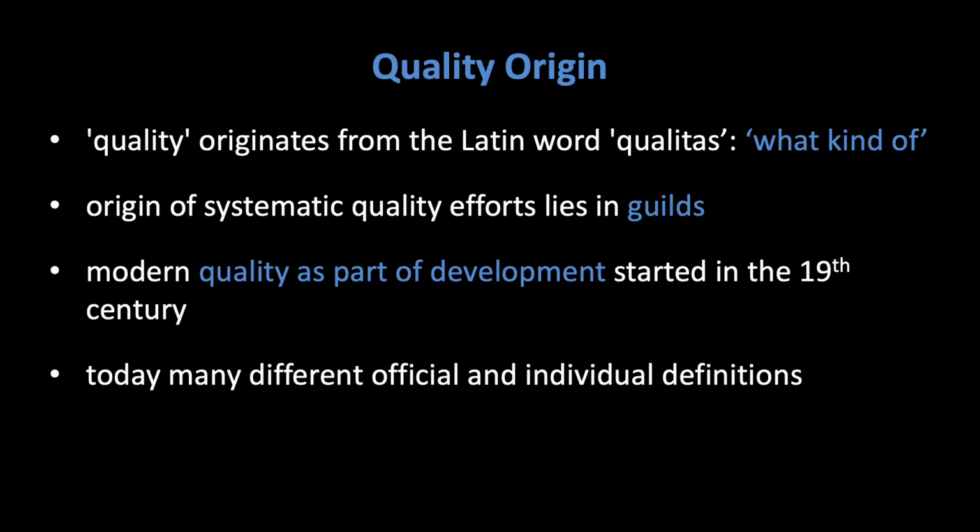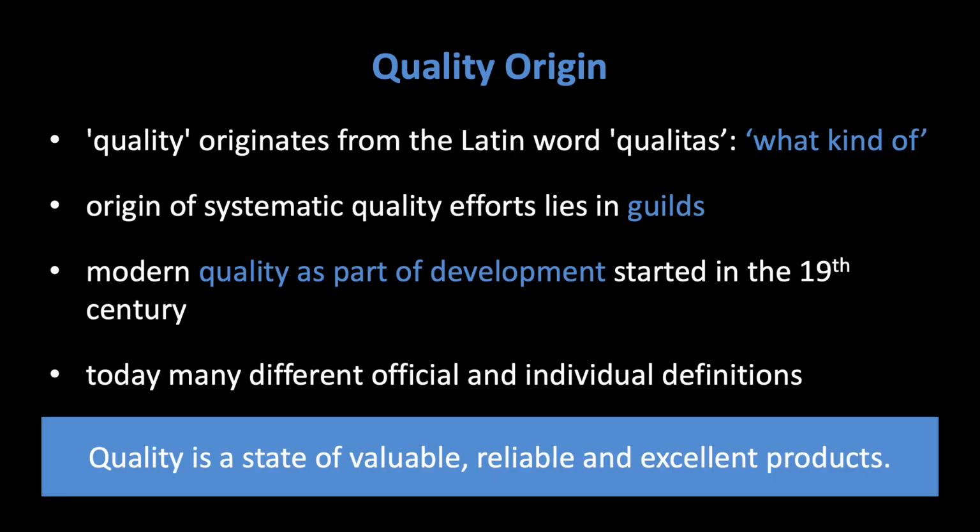Nowadays, quality is a competitive advantage, and excellent organizations try to deliver products with the highest quality. The definition of quality today is really not uniform, and also the realm of quality varies very much. So there are a lot of different definitions. Maybe one of the most popular ones comes from the ISO norm, which is the degree to which a set of inherent characteristics fulfills requirements. But for me, I rather define quality as a state of valuable, reliable, and excellent products.